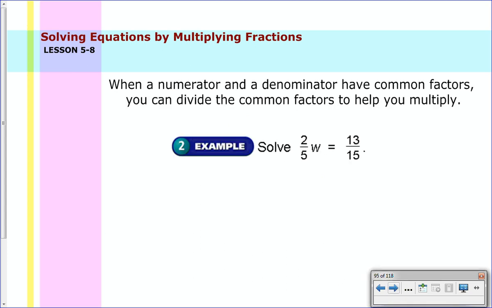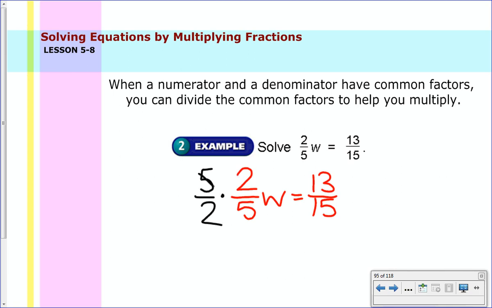Now, sometimes they just give you a fraction. They tell you to solve if 2/5 times w is 13/15. In this case, they already have a fraction, so you don't have to put anything over 1. You still multiply by the reciprocal. The reciprocal of 2/5 is 5/2, because again, you get 10 over 10, which is 1. So 1w, and I do it to the other side, 5/2.